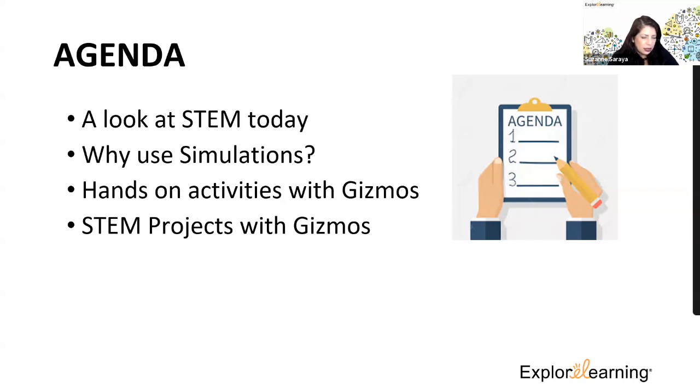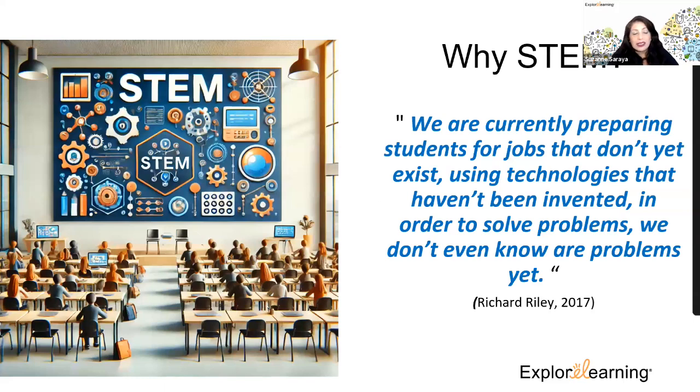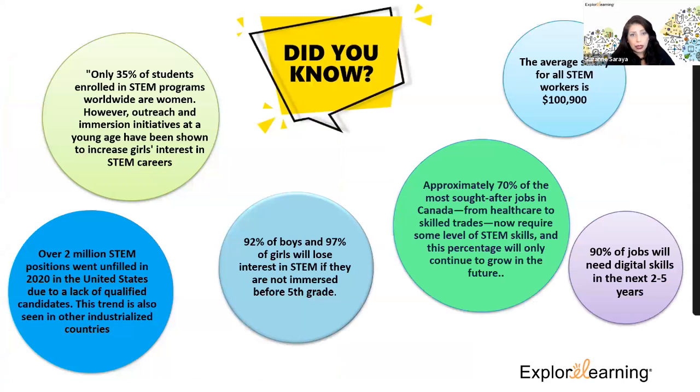When I started looking into STEM, one of the first citations I read was this one: we're currently preparing students for jobs that don't yet exist, using technologies that haven't been invented, in order to solve problems we don't even know are problems yet. I thought that was absolutely true and real. When you think of what we went through a few years ago with COVID, that is absolutely true. As I was looking deeper, there are lots of statistics here on your screen. We'll send you a copy of this, so you don't have to take screenshots.